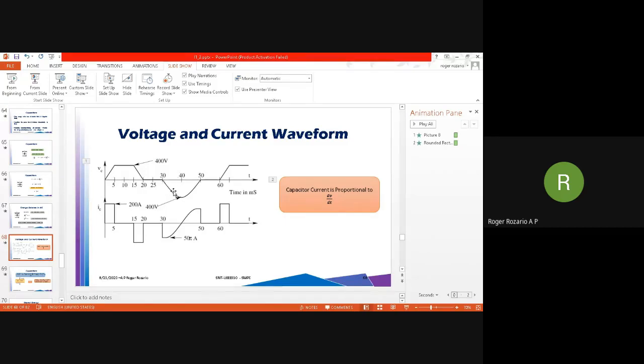And what is the differentiation of a sine? Differentiation of sine is nothing but cosine. The voltage waveform is sine, so you will get a cosine current. From 30 to 50, it will be a cosine waveform, and it repeats. So from 15 to 40, how is the current? The capacitor is getting discharged between 15 and 20. It remains constant from 20 to 30, and it goes to 0 till 40.